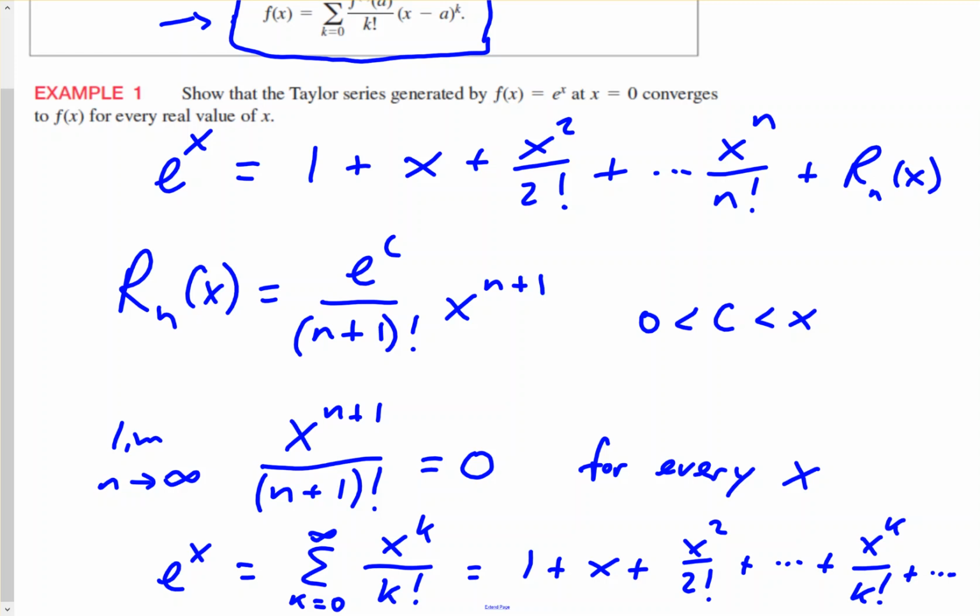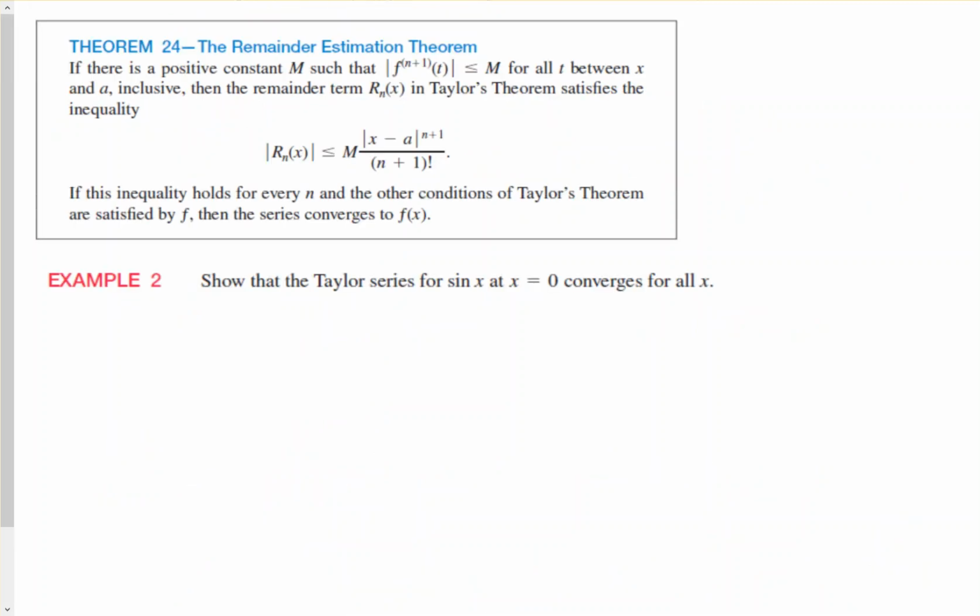So let's take a look at the remainder estimation theorem. It tells us that the absolute value of the remainder function of order n has to be less than or equal to the maximum value for all t values between x and a, times this quantity x minus a to the n plus 1 power over n plus 1 factorial. If this inequality holds for every n, and the other conditions of Taylor's theorem are satisfied by f, then the series converges to f of x.